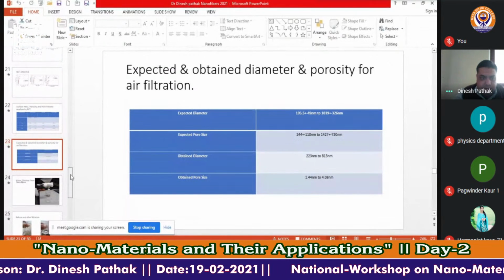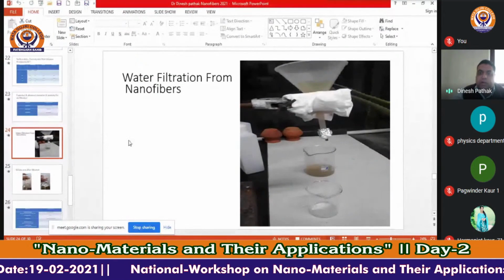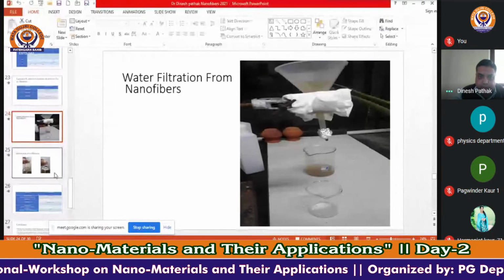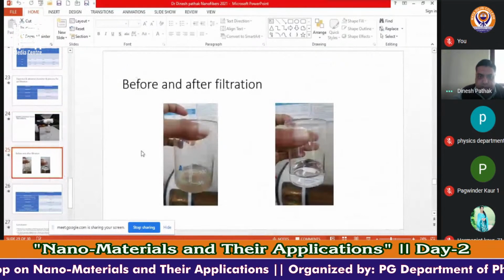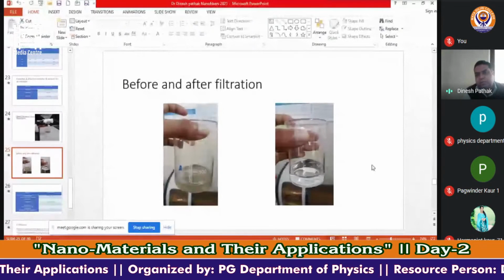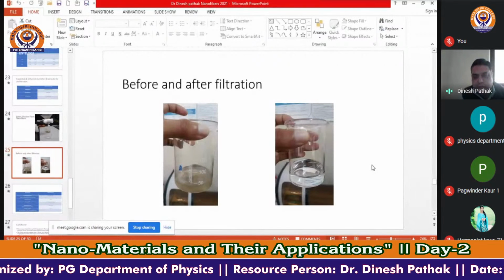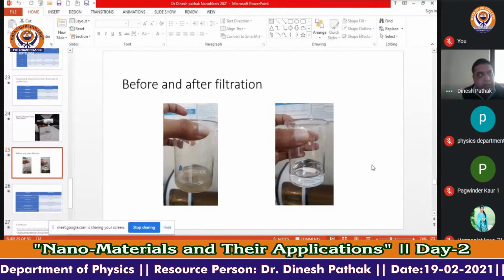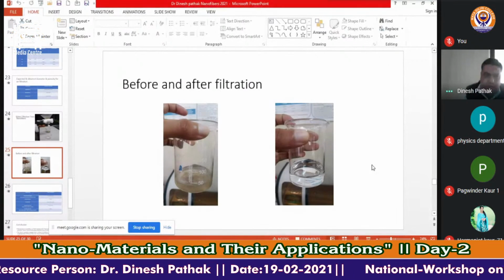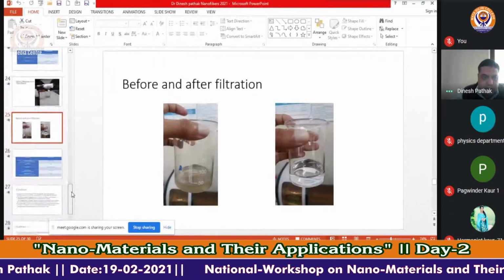this is not important, but I will show you. We also filtered water with the help of these nanofibers, and see here that we were able to purify water. This is before filtration, and this is after filtration. Actually, these fibers stopped the dust particles, but I'm not sure if they were successful in stopping the lead and arsenic. But yes, we filtered the water as a preliminary experiment.